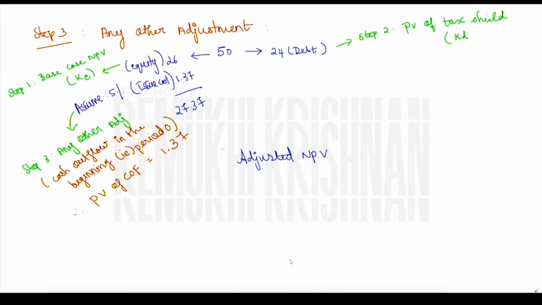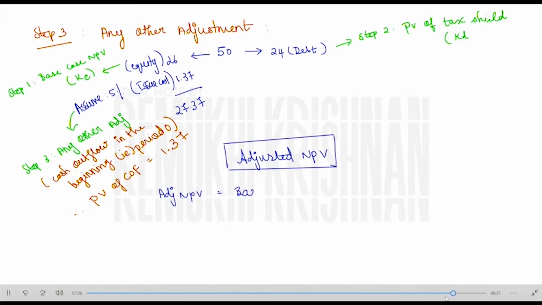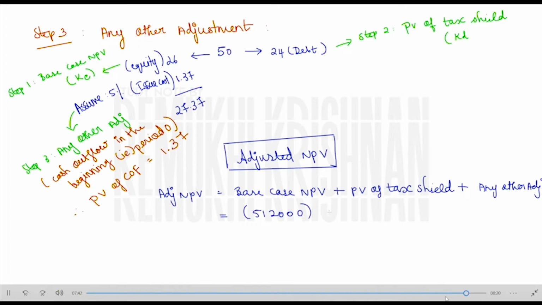So adjusted NPV comes to be. Alright, from step 1, 2, 3 to get your adjusted NPV. So first it is base case NPV plus present value of tax shield. Finally, any other adjustments, right? Yes. So what is your base case NPV? It is negative because it is a cash flow. So 5,12,000 plus present value of tax shield is of our benefit that it is a cash inflow, right?